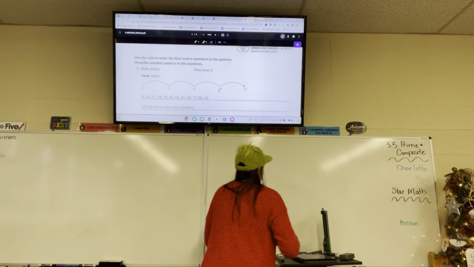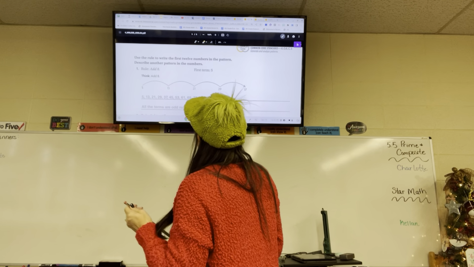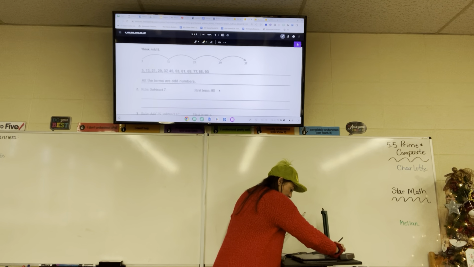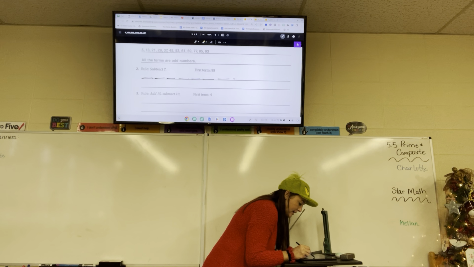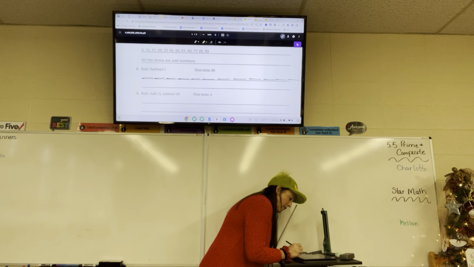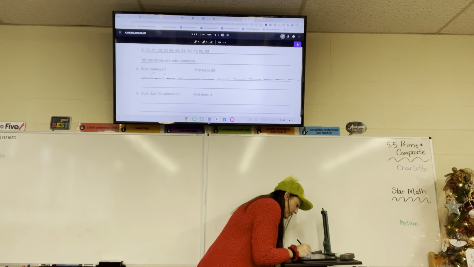Okay, the directions say use the rule to write the first 12 numbers in the pattern and then describe another pattern in the numbers. So here I'm going to go 1, 2, 3, 4, 5, 6, 7, 8, 9, 10, 11, 12. And what is the rule? Minus 7, minus 7, minus 7, minus 7. And I'm going to put that between each term. Do you see how I'm doing that?